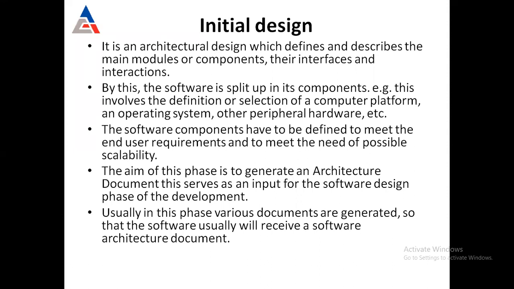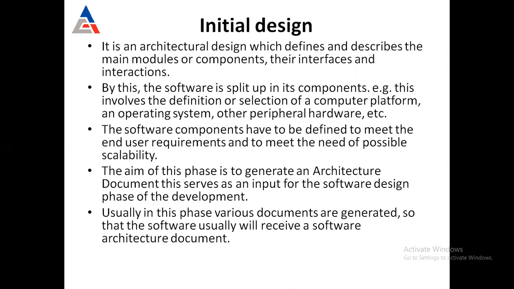Initial design is an architectural design which defines and describes the main modules or components that interface and interact. That is, how many modules we have to design for software development, how they will work, and how they will interact with each other. By this, the software is split into its components, and this involves definition or selection of the computer platform, operating system, and peripheral hardware devices, etc. So how many components or modules we have to develop, under what platform we are going to design this, and how much other hardware we require for development of the software. So this is initial design.